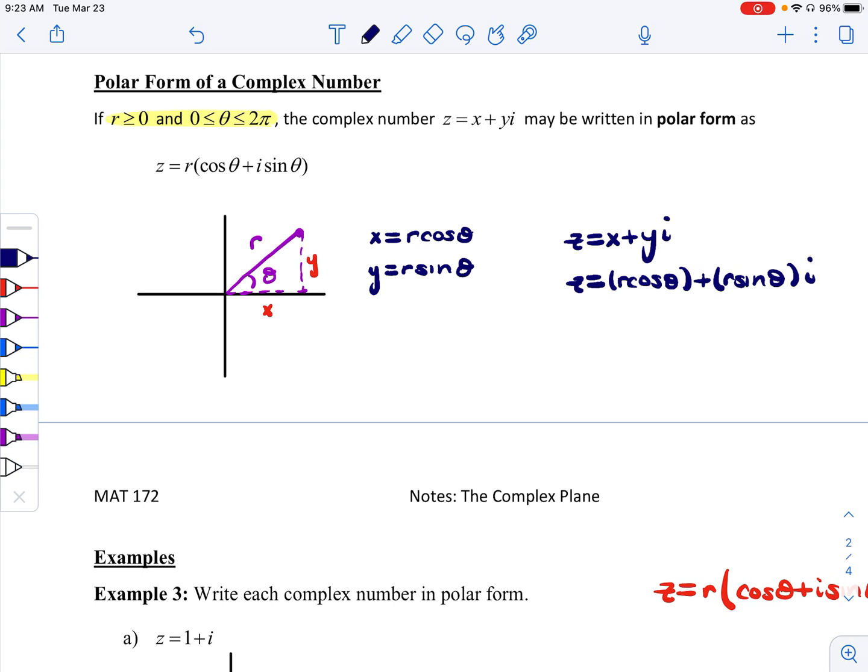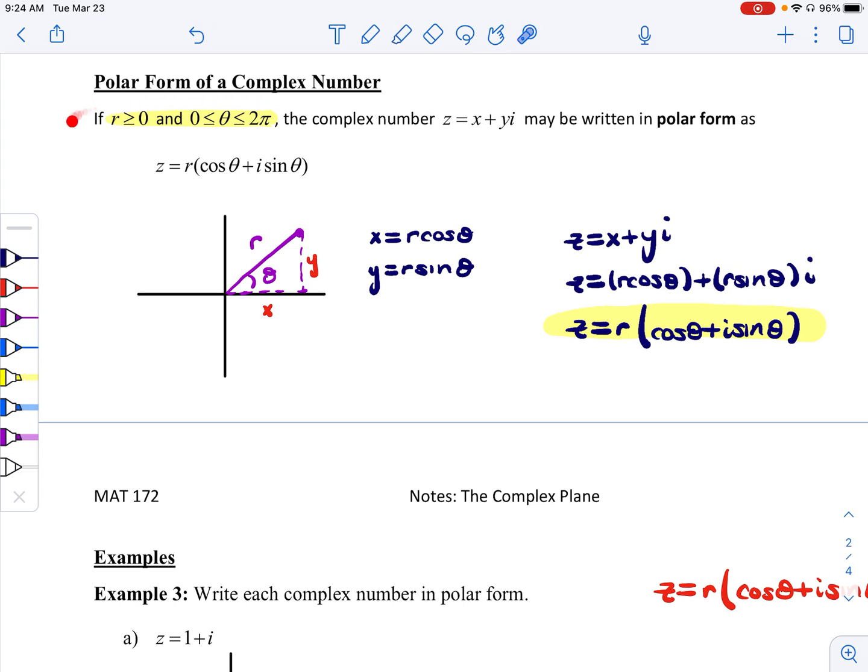Okay, all right, then if we clean this up a little bit, we can factor out our GCF, which would be an r. So we'd be left with r times the quantity cosine of theta plus i sine of theta. So this right here is the polar form of a complex number. I just wanted to show you where that comes from and that it all ties back into what we already know about polar coordinates.